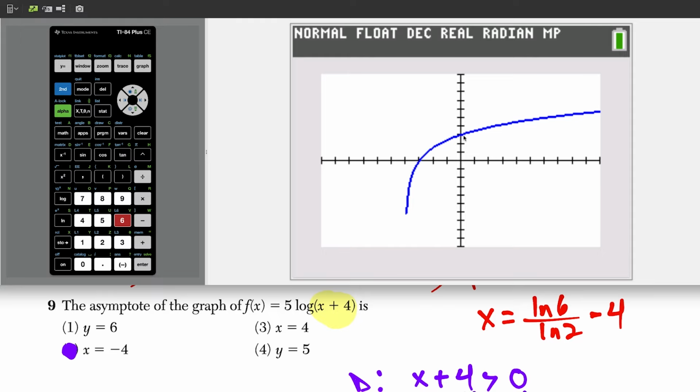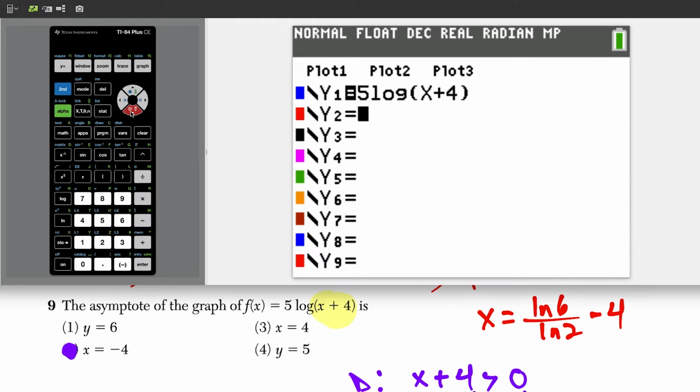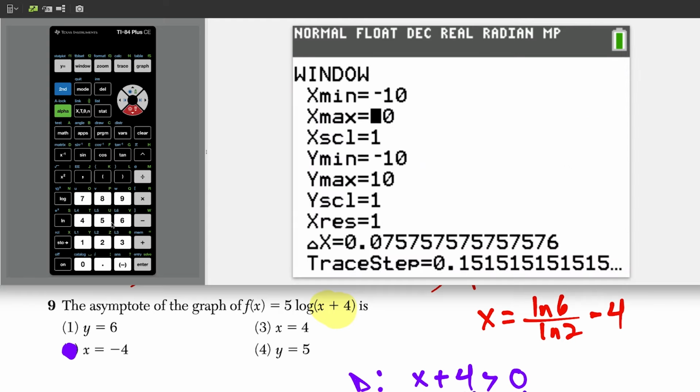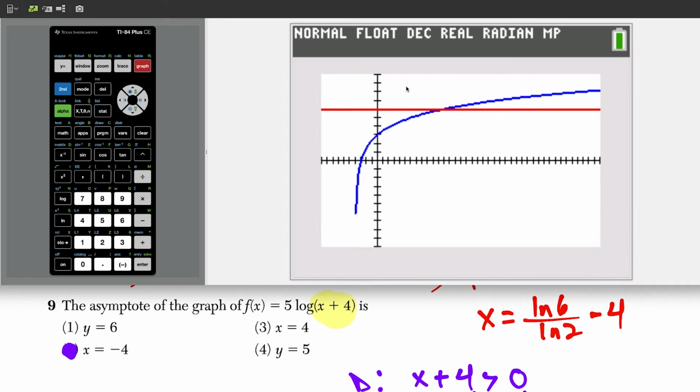How do I know it's not, let's say, y equals something? Well, if you forget if they're vertical or horizontal, let's say I type in y equals 6. Notice that this line is not an asymptote. The graph is actually going to collide with that red line. If I were to bring out my x-axis, let's say I go out to 40, then we could see here that the graph eventually does go over the line like this. Okay, so something like y equals 6 is not going to be an asymptote.